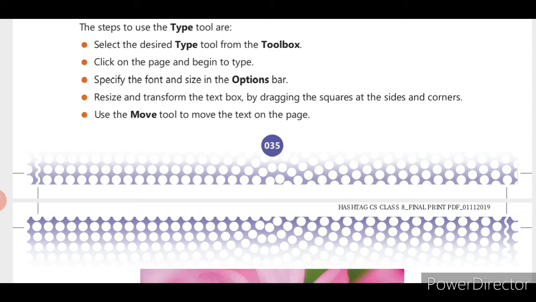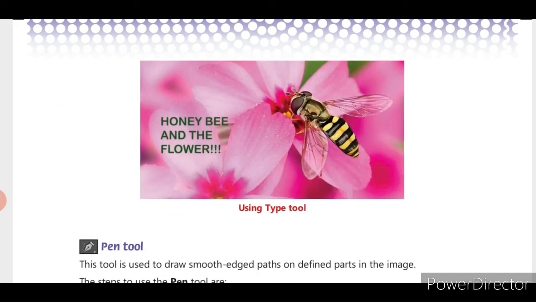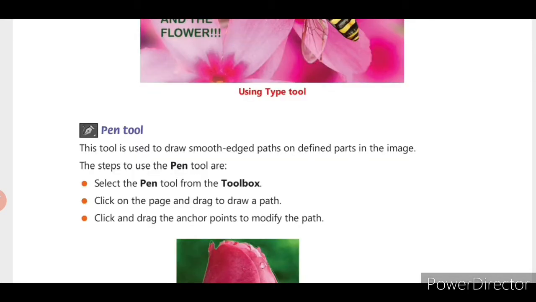Clear? Okay, fine. So see this picture. Using this type tool, we have typed honeybee and the flower. Yes, in the picture we have typed honeybee and the flower. Clear? So it is clear how to use the type tool. Next we'll see about the pen tool.